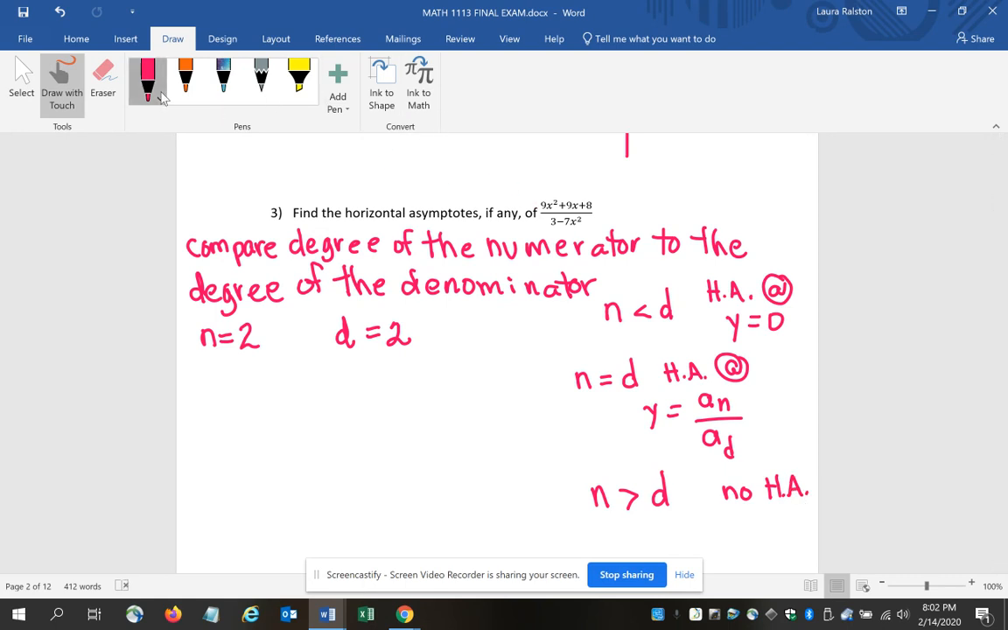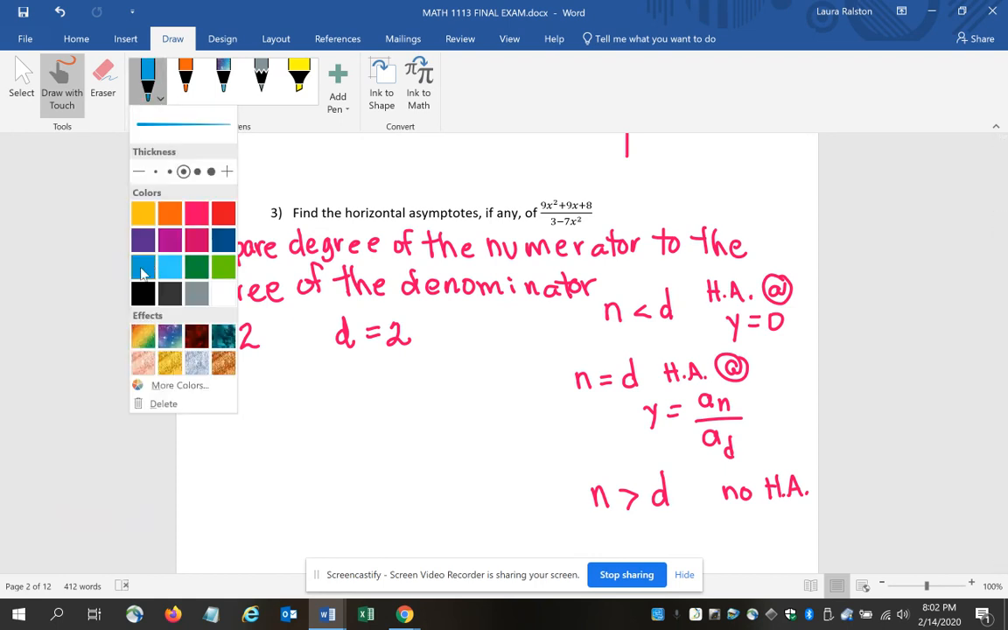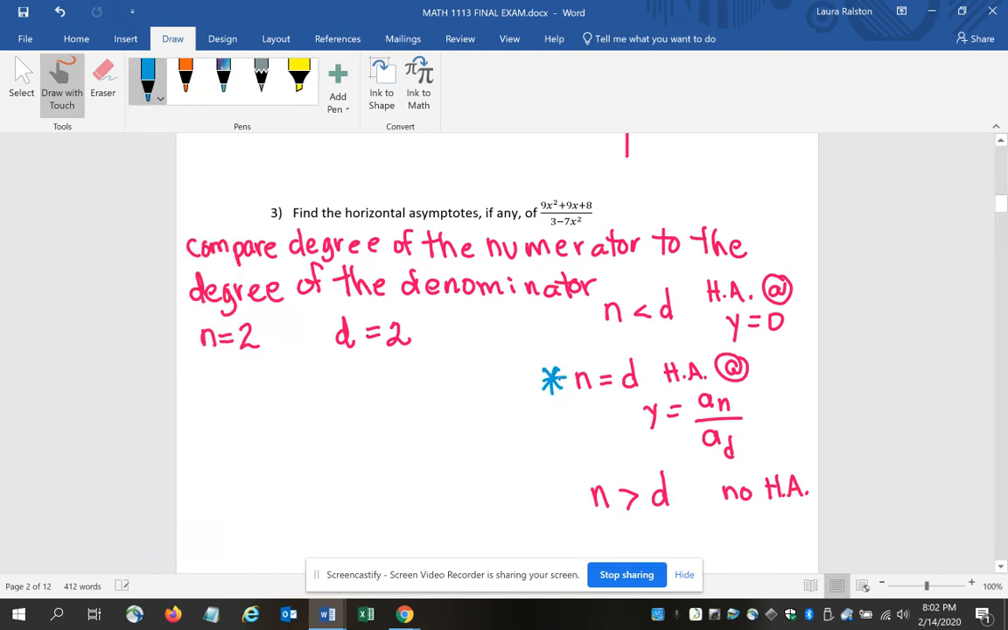So if I'm thinking about the problem that I'm given, I notice that the degree of my numerator is the same as the degree of the denominator. So I have the second scenario. My horizontal asymptote is going to be y equals the leading coefficient, the number in front of the squared term in both the numerator and denominator, which would be 9 over -7. Be careful and don't lose your sign. So the horizontal asymptote is y equals 9 over -7. Again, we normally would put the negative in the numerator.